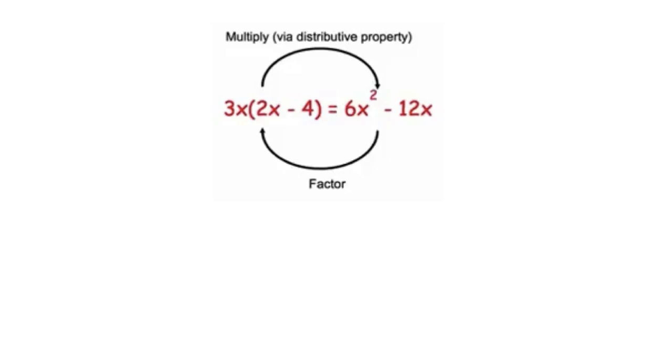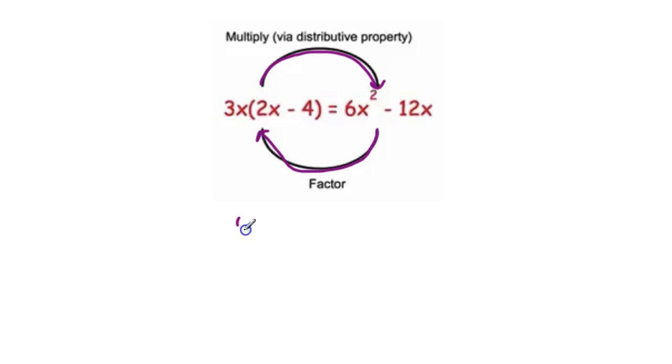Ralph Wiggum, my man. All right, so you've seen this before. This is the distributive property, right? When you have 3x times 2x, you multiply, that equals 6x squared. 3x times -4, well, that equals -12. You go that way, that's called distributing. Well, if you go the other way, the opposite of distribute, that's called factoring, going the other way.